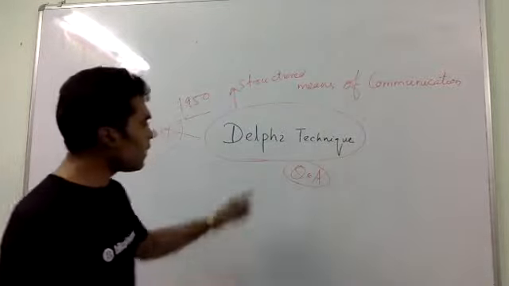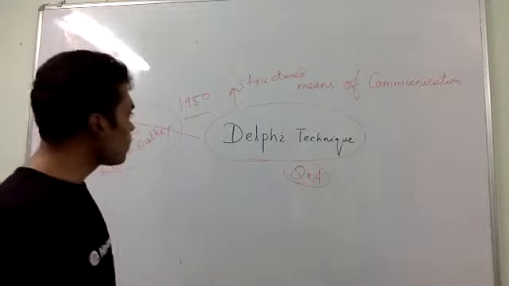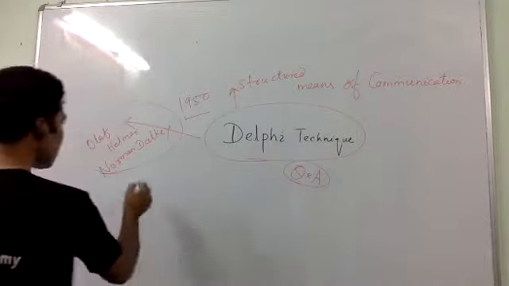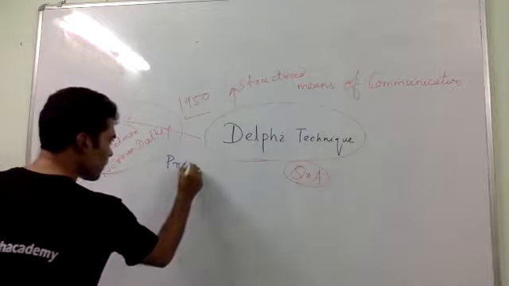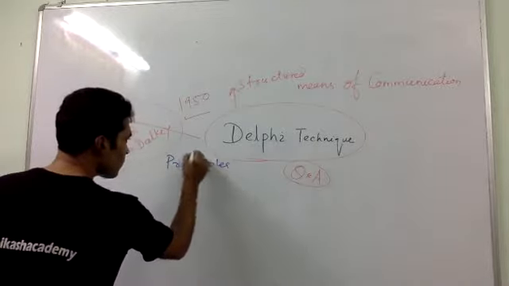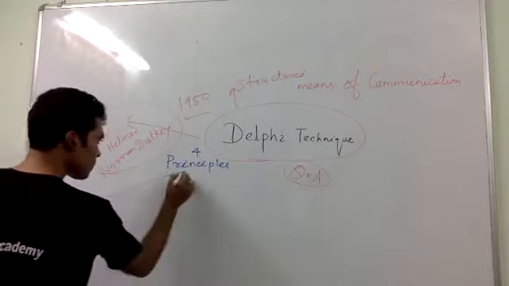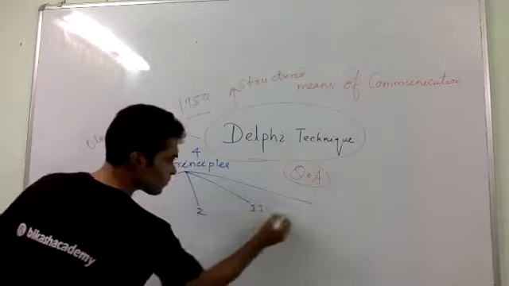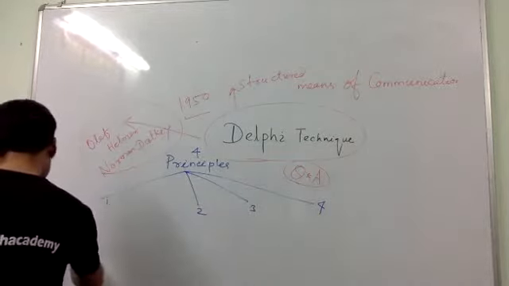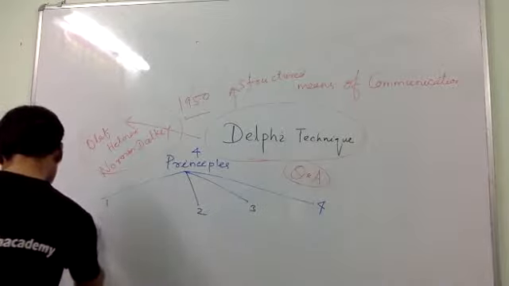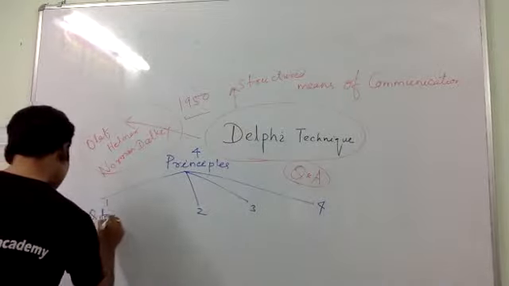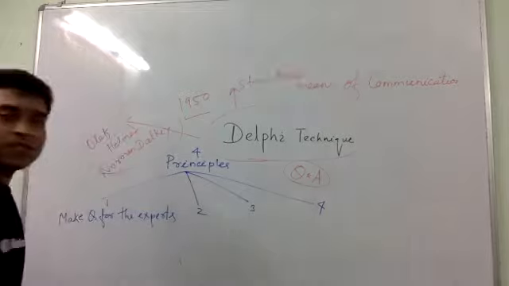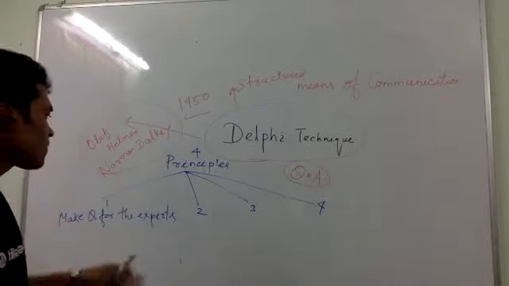Now I am going to discuss the principles which take place in this Delphi technique. What are the principles? Actually there are four principles. First principle, make questions for the experts. In the first stage, you have to make questions for the experts.